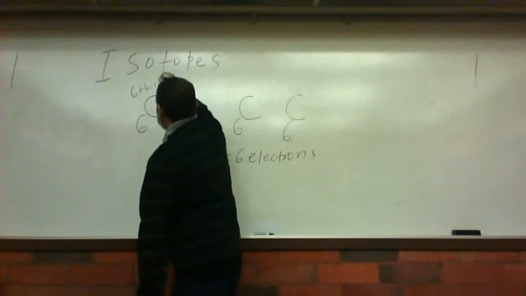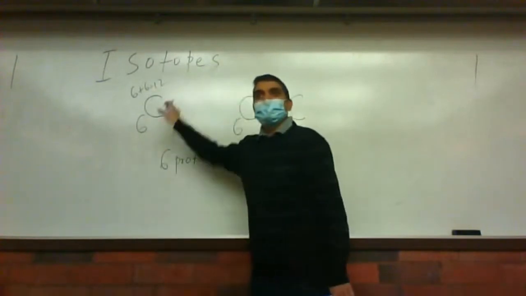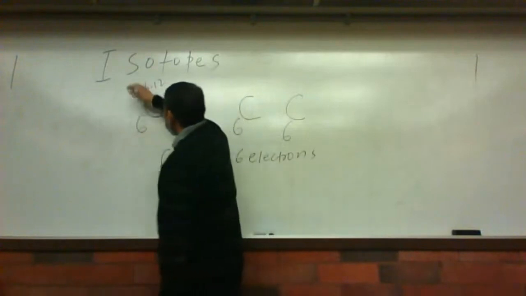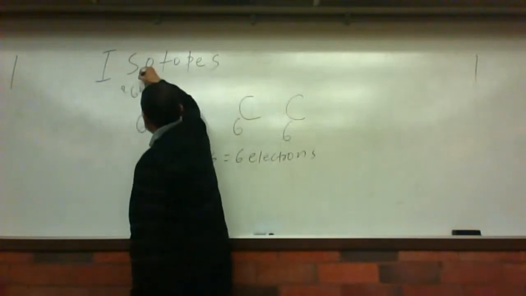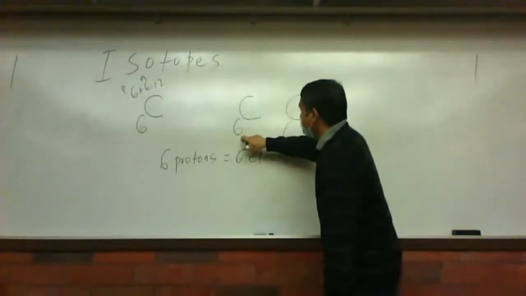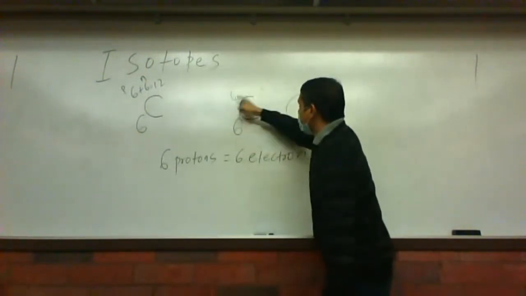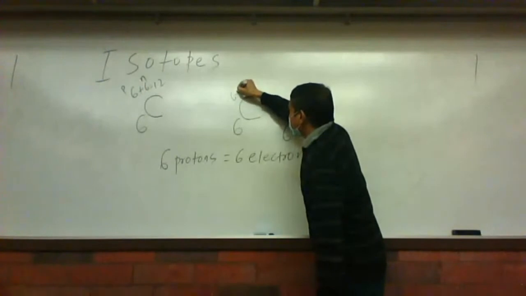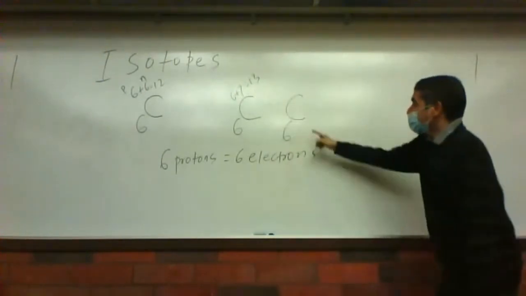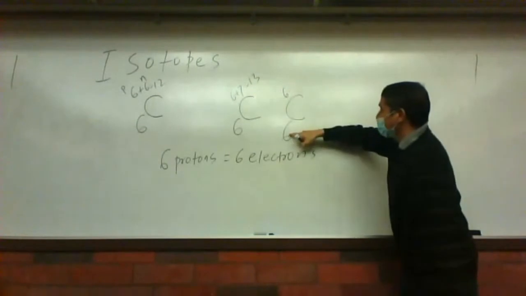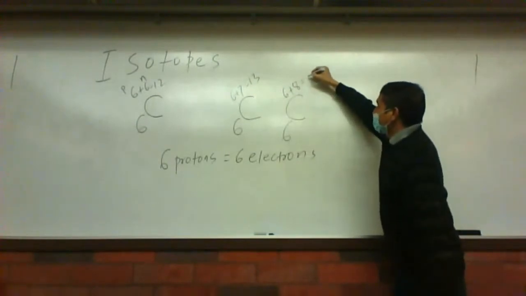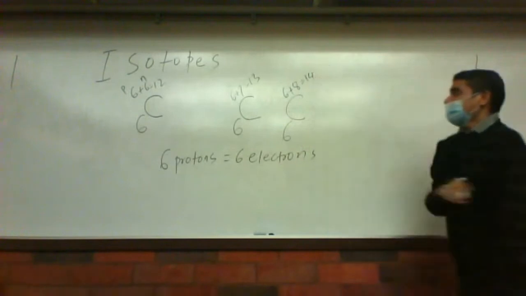So this has 12. So the mass number is 12, right? It has 6 protons. This is the proton number. This is the neutron number. So 6 plus 6, 12. This guy has 6 protons here, and then it has 7 neutrons. So this has mass number 13. This guy has 6 protons, or 6 electrons, and it has 8 neutrons. So it has mass number 14.